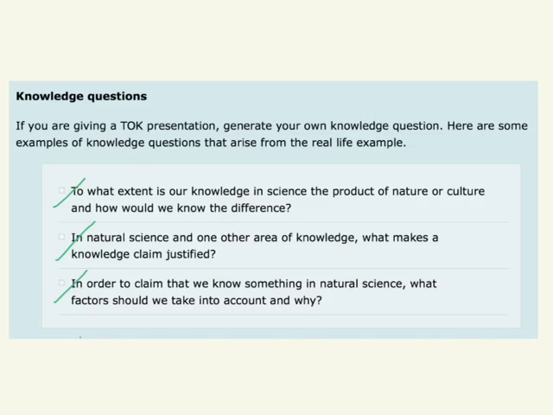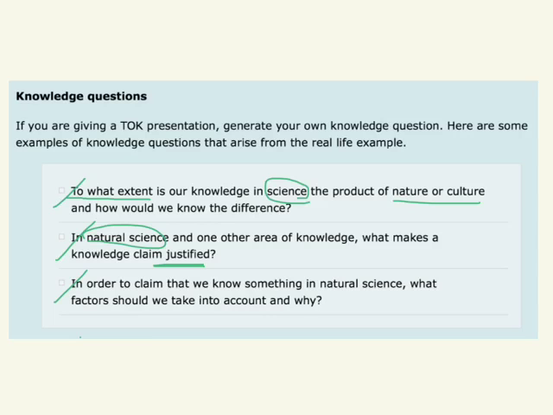Knowledge questions have got certain features. First of all, they're general. They're not specific to the real-life example. They're also quite open-ended, so phrasing it as to what extent keeps it open-ended, but other alternatives might be how can we know if, or can we be sure if. You also notice that they're very TOK knowledge specific, so you might want to pick out science, you might want to pick out the concept of justification here, and you might think about concepts like nature and culture. So they've got to be very sort of TOK specific questions.